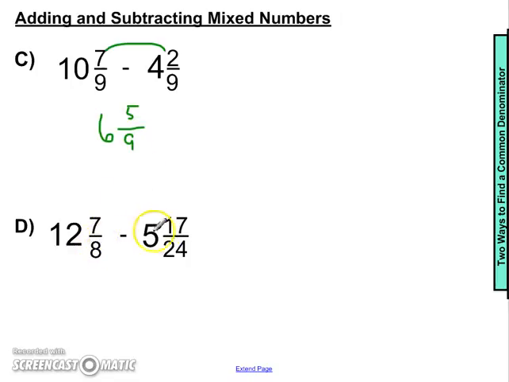Now, if I try to do that over here, I will need common denominators. In this case, 24 works out fine.